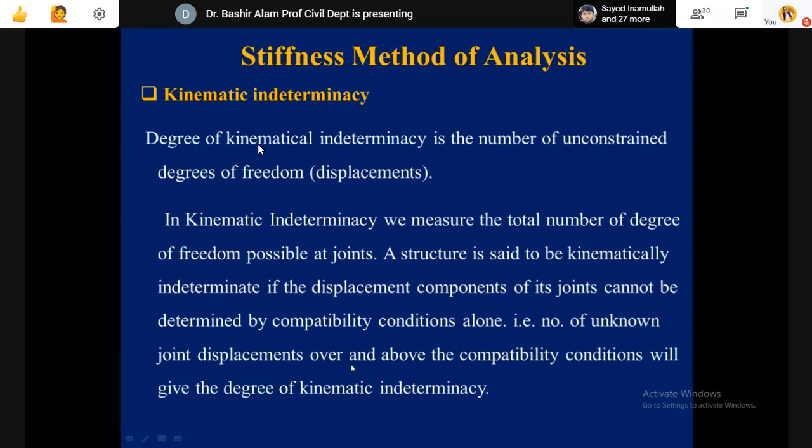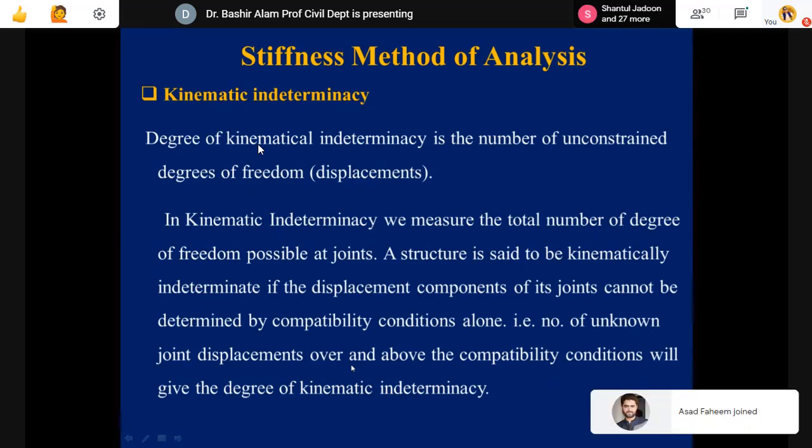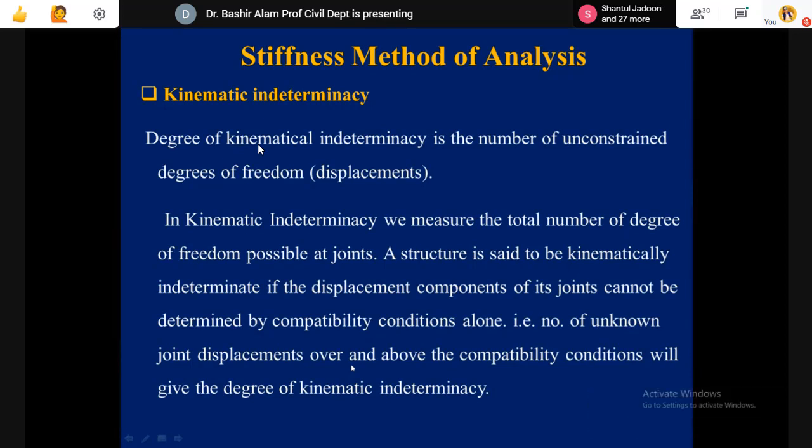Now we are coming to kinematic indeterminacy. This will be your task to understand. Degree of kinematic indeterminacy is the number of unconstrained degrees of freedom to move, or displacements. You will be looking at the joint or at a point, and you will see how much capability it has to move or to allow the displacement.